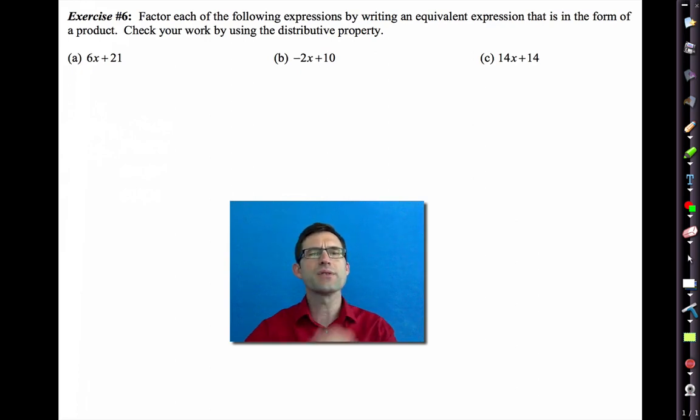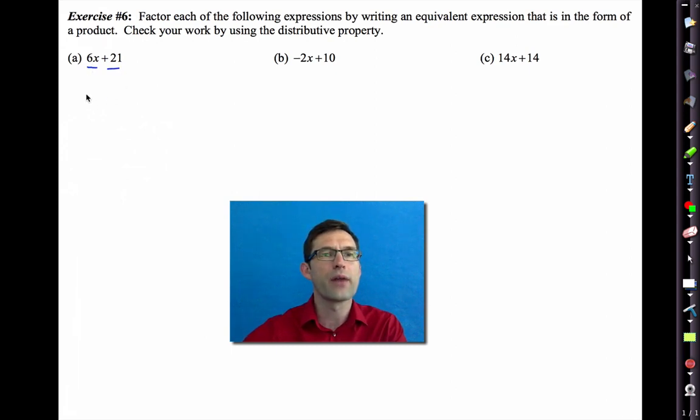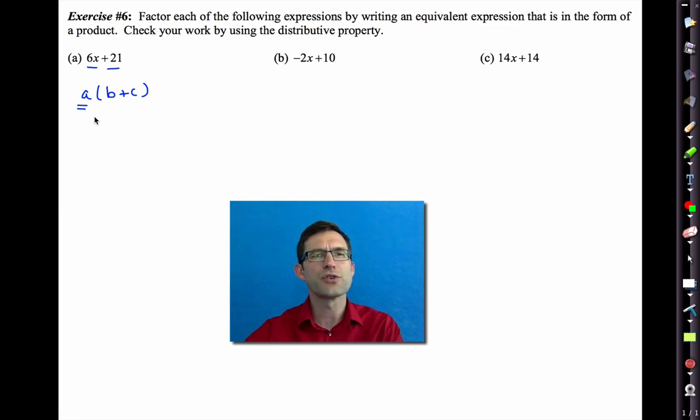All right. So here's how we do this. We look at 6x plus 21. And what we want to do is we want to kind of write it like this: a times b plus c, right? Now sometimes the thing out here is a number. Sometimes it's a variable. In this case, it's going to be a number. Now this is a little bit tricky because we want to undo some multiplication that we don't really know about. So here's what I'm going to do.